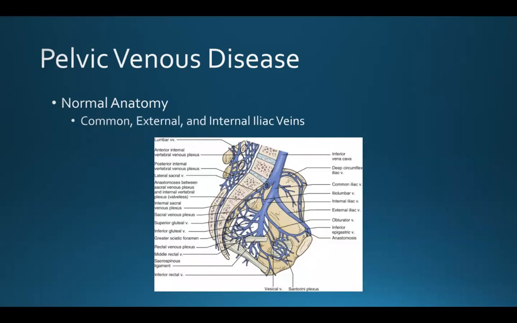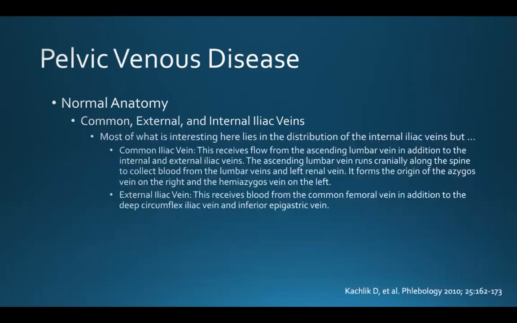When you look at the common, external and internal iliac veins, I think most of what's interesting lies in the distribution of the internal iliac veins. But let's not ignore the common and external iliac veins. The common iliac vein receives flow from the ascending lumbar vein in addition to the internal and external iliac veins. The ascending lumbar vein runs cranially along the spine to collect blood from the lumbar veins and the left renal vein. It then forms the origin of the azygous vein on the right and the hemiazygous vein on the left.